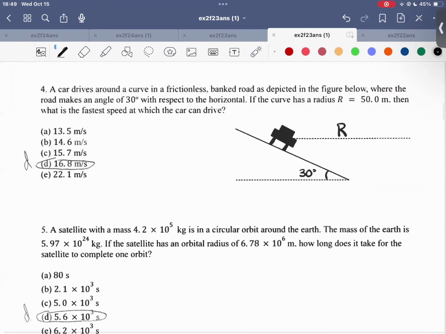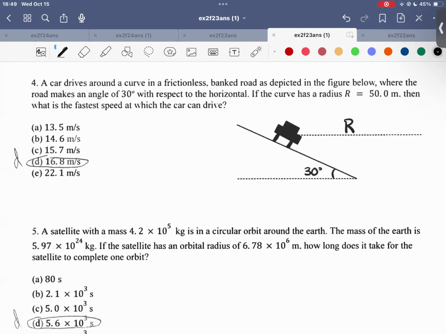Let's do 4 now. So the car drives around a curve in a frictionless banked road as depicted in the figure below, where the road makes an angle of 30 degrees. If the curve has a radius of 50 meters, then what is the fastest speed at which the car can drive?